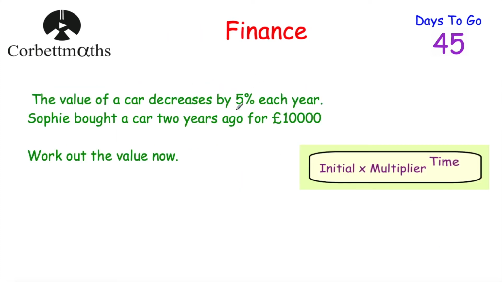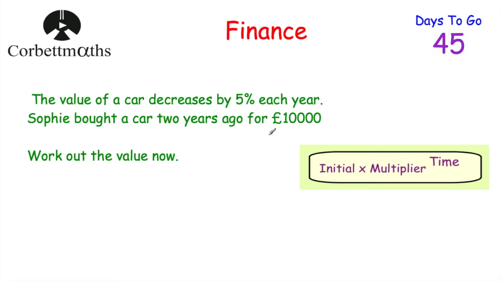Okay, so we've looked at questions where we put money in the bank and it's going up. Sometimes we have to deal with money or finance questions where actually the value of things is going down. So the value of a car decreases by 5% per year. If we bought a car 2 years ago for £10,000, work out the value now.